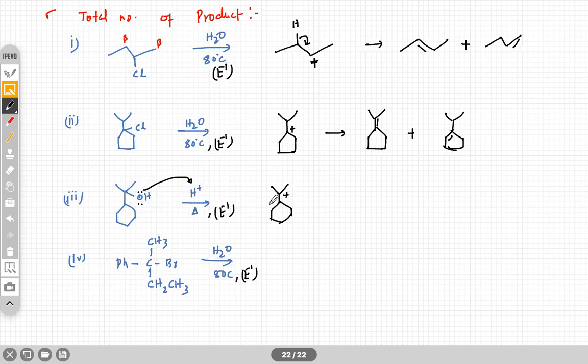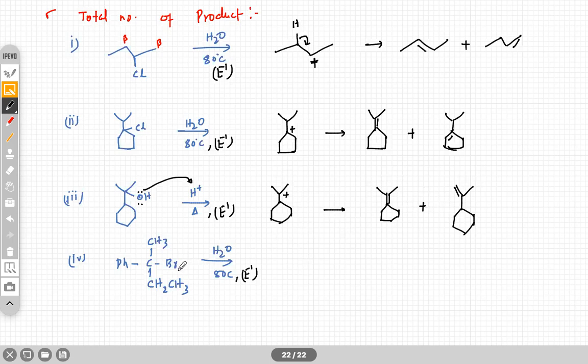This carbocation is also a stable carbocation. We won't rearrange this. Then either H plus comes out from this or from this carbon atom. So the product would be this, we have a double bond here. And one more possibility is we have a double bond here. These are the two products possible here, right?